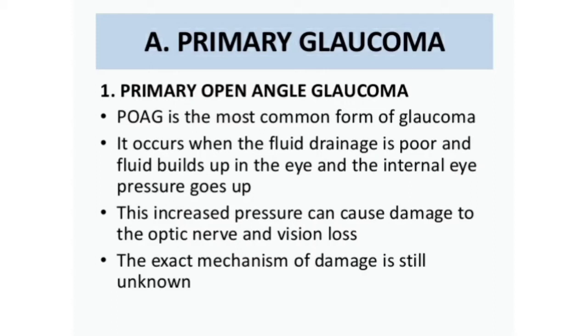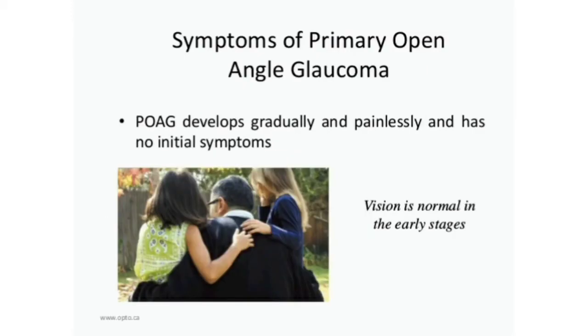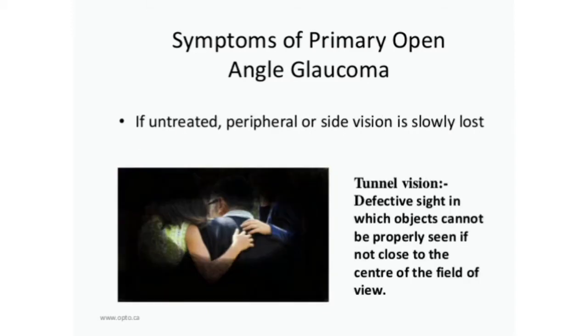So that is actually the differentiating factor between POAG and ACG, angle closure glaucoma. Symptoms of POAG: generally, POAG develops gradually and painlessly. So there is no initial symptom for POAG, and the vision is normal in the early stage, but as POAG progresses, gradual vision loss occurs and results in tunnel vision.